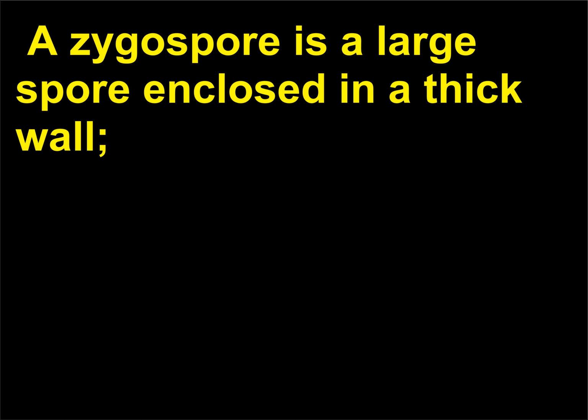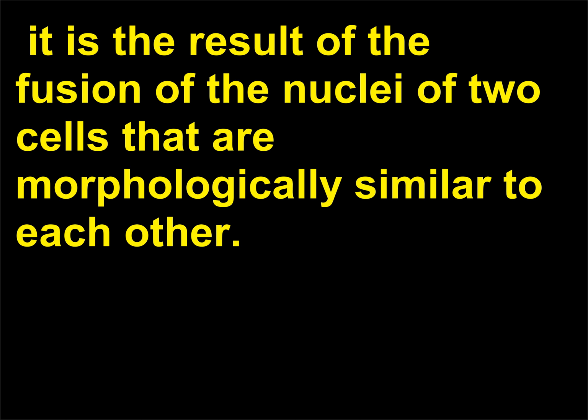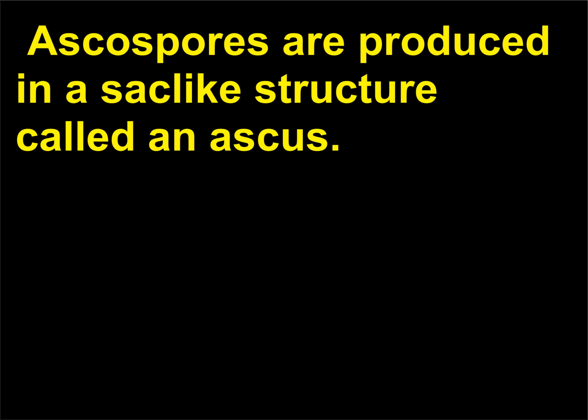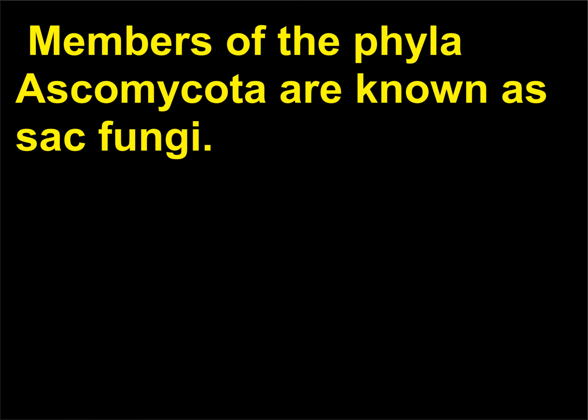A zygospore is a large spore enclosed in a thick wall. It is the result of the fusion of the nuclei of two cells that are morphologically similar to each other. An ascospore is the fusion of two cells that are either morphologically similar or dissimilar. Ascospores are produced in a sac-like structure called an ascus. Members of the phylum Ascomycota are known as sac fungi.